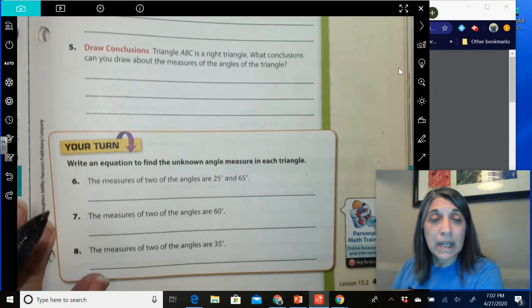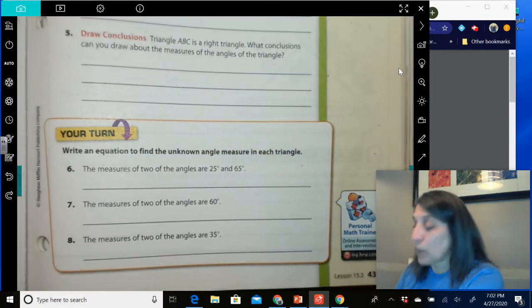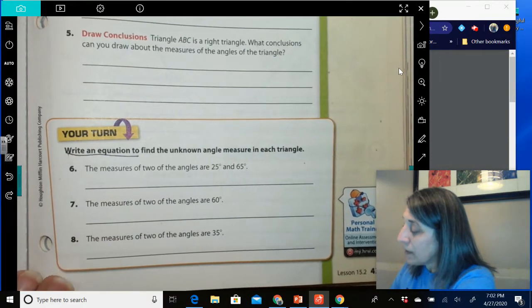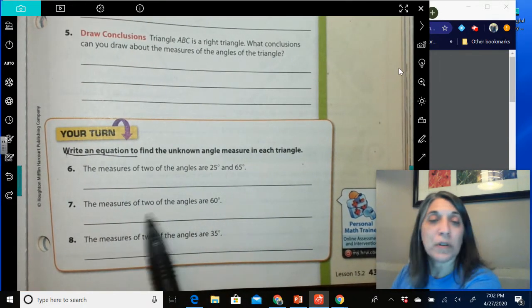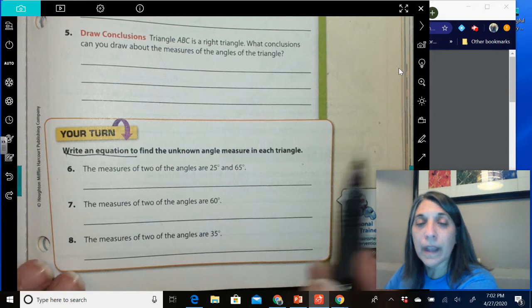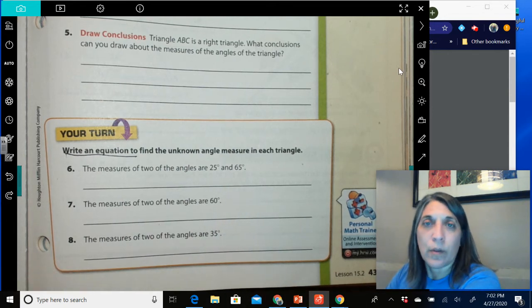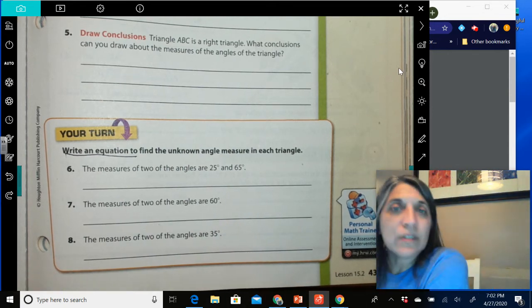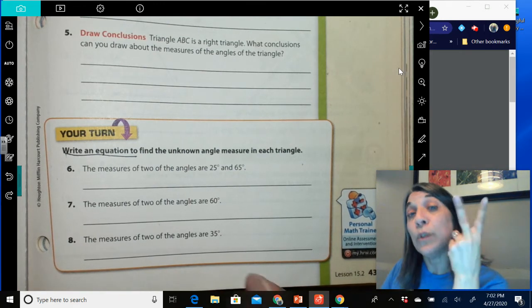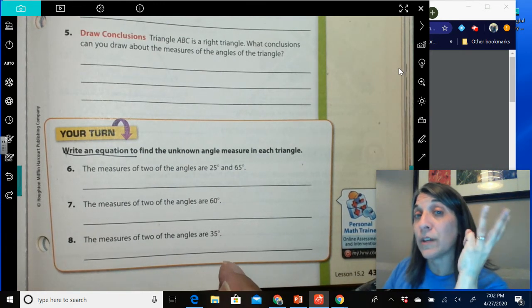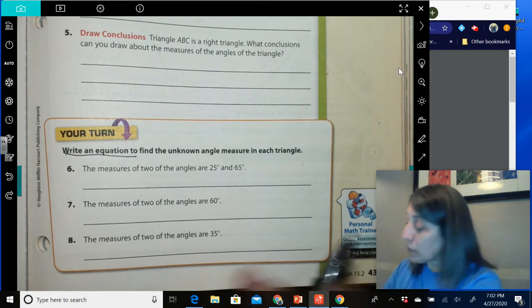So I want you to come down here. This one says write an equation to find the unknown angle measure in each triangle. They're not even showing you a picture of a triangle. They don't have to. They can just give you two measures, and if you know two, can you find the third by writing an equation and solving for it? So I'll do the first one with you.